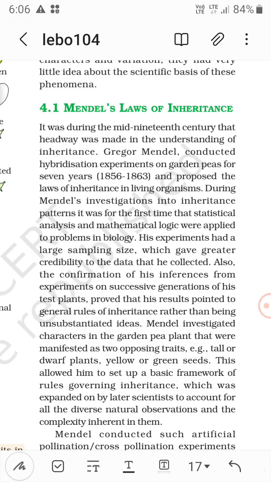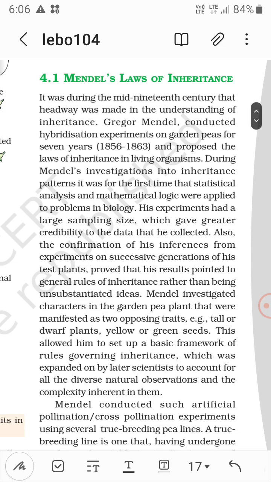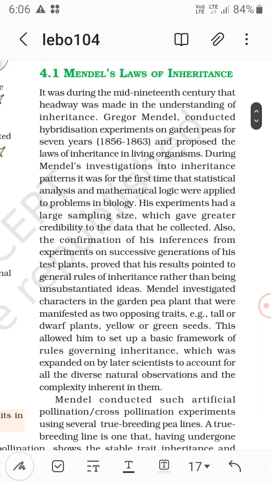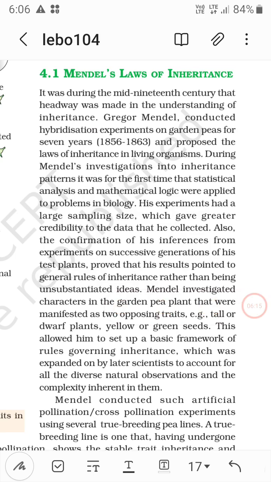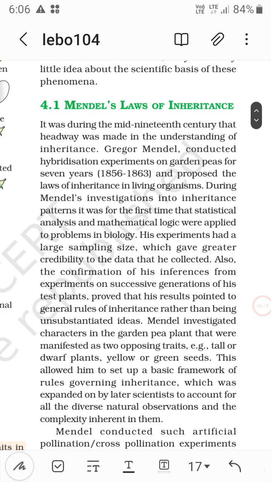This was the first time that statistical analysis and mathematical logic were applied in biology. His experiment had a large sampling size, which gave greater credibility to the data he collected. Also, the confirmation of his inferences from experiments on successive generations of his test plants proved that his results pointed to general rules of inheritance rather than being unsubstantial ideas.